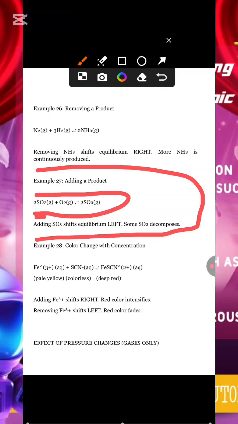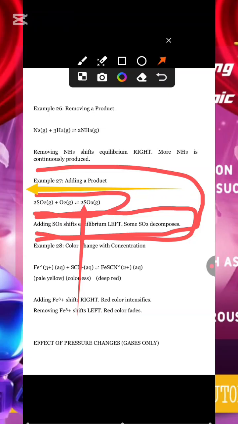So adding SO3 will shift the equilibrium to the left. Okay, why is it shifting to the left? Because you just added more of this one. Because you added more of that, equilibrium will say, no way. Since you add more SO3, I will shift to the other side so that those will also gain some more. So equilibrium will move this way.